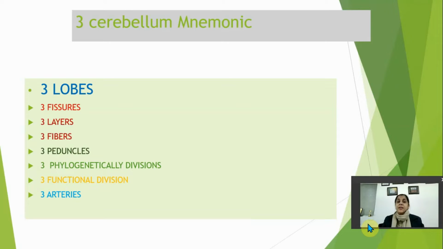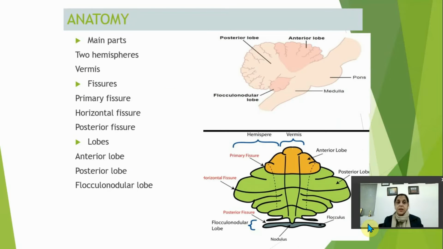The cerebellum is remembered by a mnemonic of threes: three lobes, three fissures, three layers, three fibers, three peduncles and three functional divisions. It also has three arteries: the anterior cerebellar artery, middle cerebellar artery and posterior cerebellar artery.